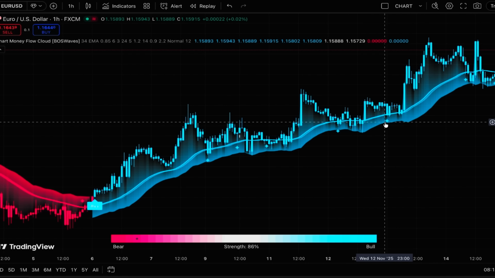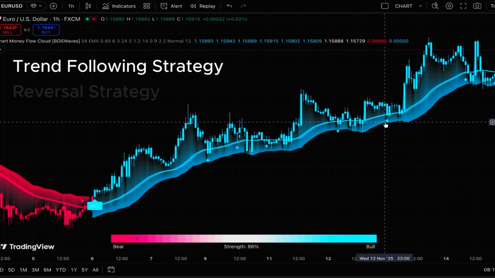This indicator can be effectively used in two types of trading strategies, trend following strategy and reversal trading strategy. I will explain both of them and teach you how you can use these signals for entering a trade.